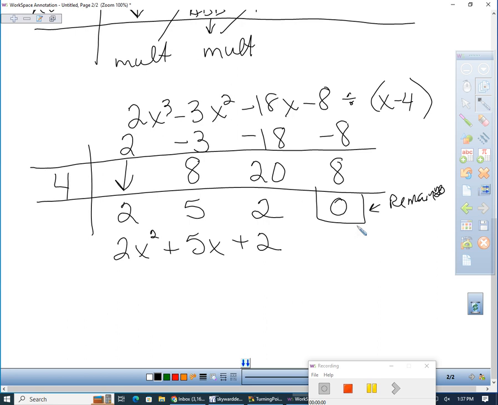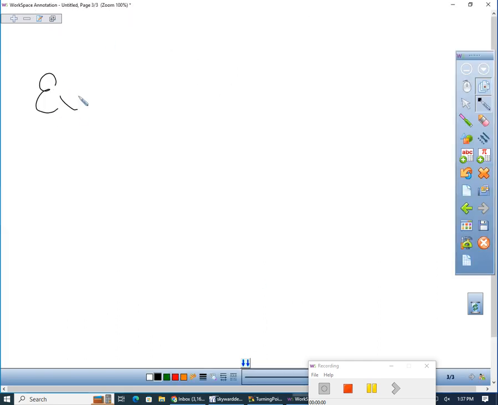Okay? So this is called synthetic. This is what we're going to work on today before we get to the remainder theorem. All right? This is going to be key as we're moving forward. So here we go with example number 1.